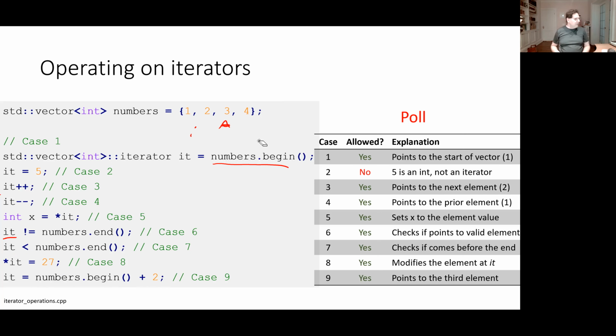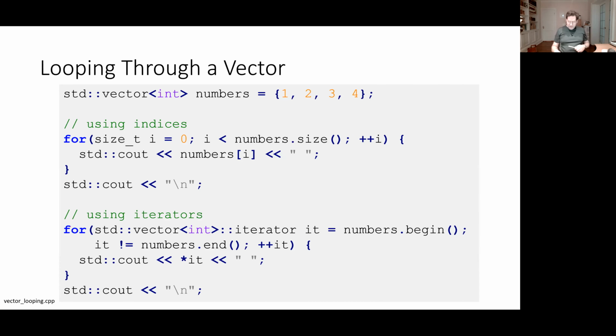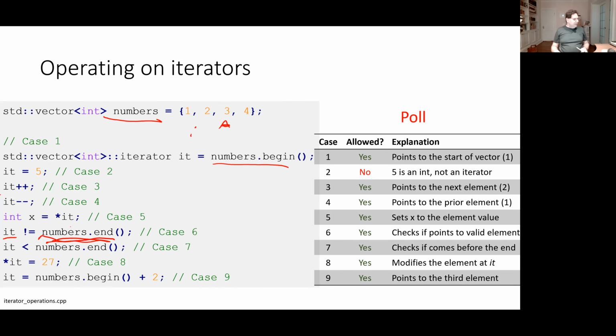I see there's a question. Someone asked a question, would numbers.end be out of scope? Numbers.end would be in scope for all this code that I've written here because numbers is in scope. So if numbers is in scope, I can call this member function numbers.end. Okay, so any questions on that?